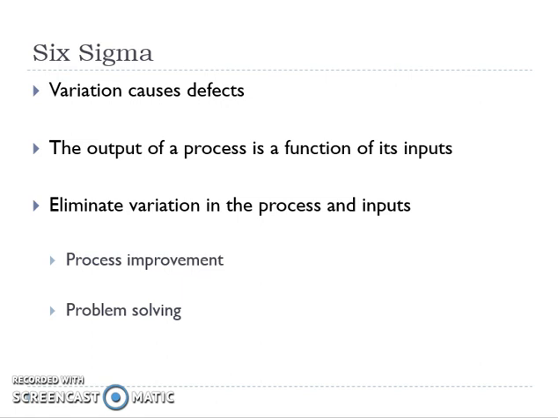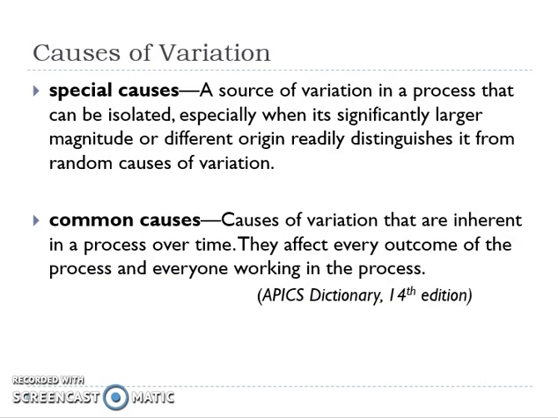Variation causes defects at all times. So we look at the inputs and the outputs, using statistical analysis to figure out what the variation is and eliminating it. There are different types of variation: special causes. Those are the sources in the process that can be isolated and that may have a significant magnitude on the negative outcome or the defect. These are the ones we like to find and eliminate.